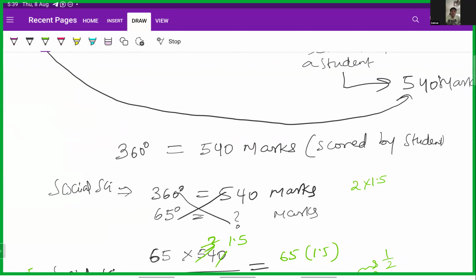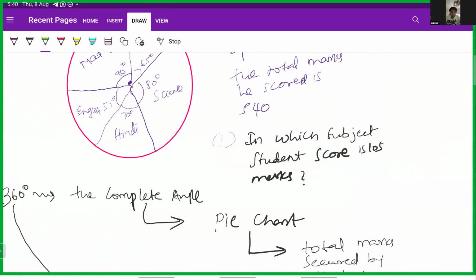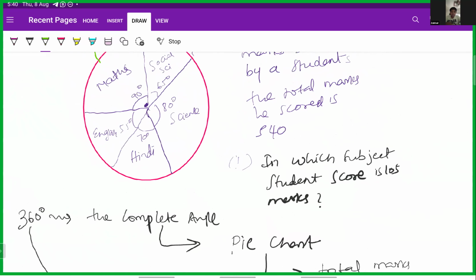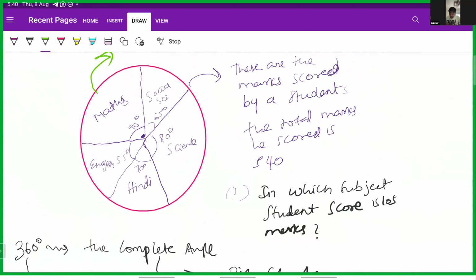Sir, can you tell science marks, sir? Like, can you show science marks, sir? Similar method. No, sir, I'm not asking the method, sir. Like, you drew a pie chart, no, sir. In that pie chart, science marks I want, sir. Okay, sir. Can you just show how to do it once again, please?